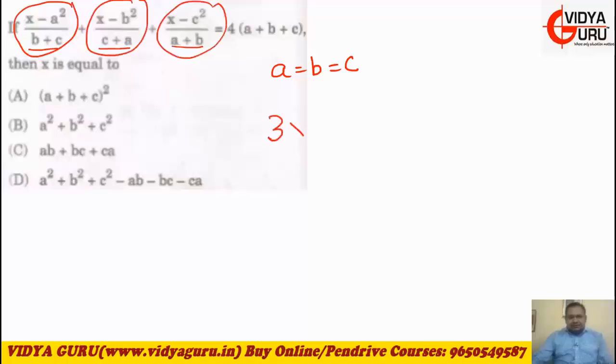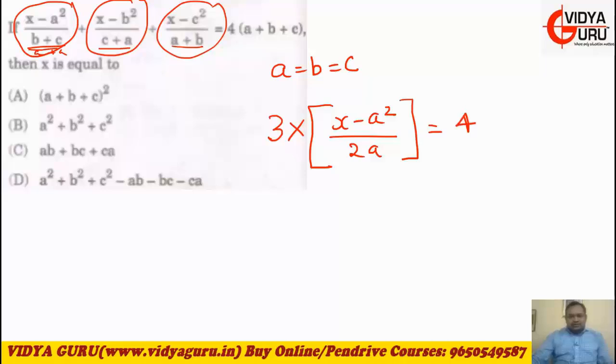So I would say the given information is 3 times (x minus a square) divided by (b plus c) can be written as a plus a, that is 2a, is equal to 4 times (a plus b plus c) can be written as a plus a plus a. So 4 into 3a. This is what is given. So let us see. We have to find x. So let us solve this.